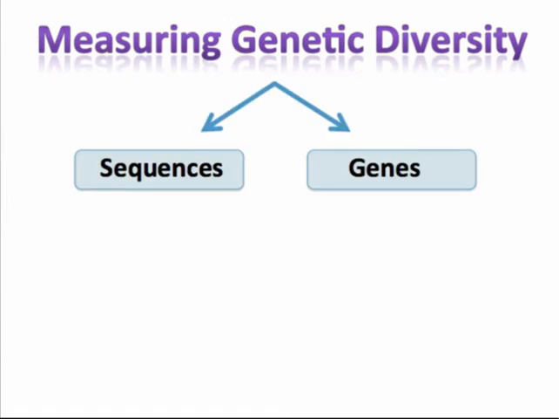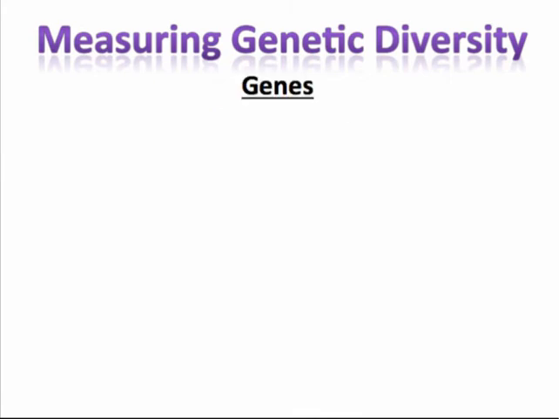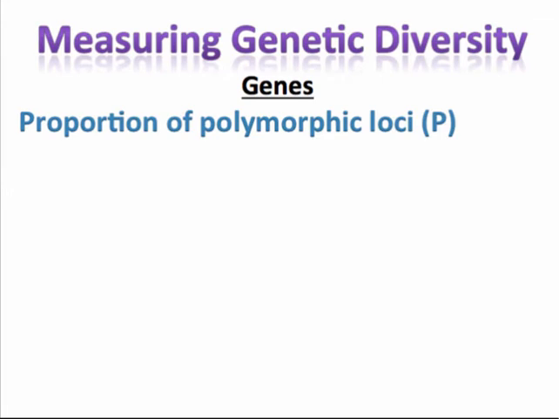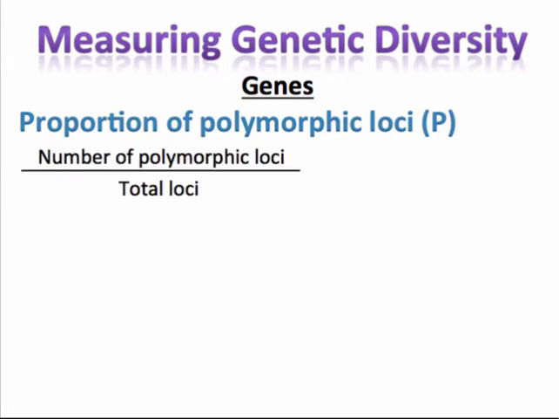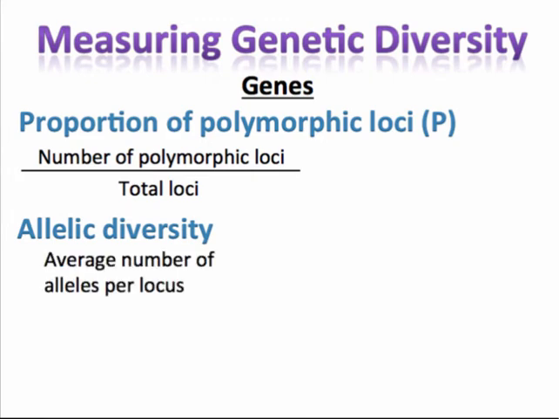Okay, we just talked about measuring differences between sequences, but you use different genetic diversity metrics when you're measuring genetic diversity for genes in a population. So here they are. When we're looking at genes, we look at several metrics. The first one is the proportion of polymorphic loci. This is the number of polymorphic loci divided by the total loci. And another one is allelic diversity, which is the average number of alleles per locus.